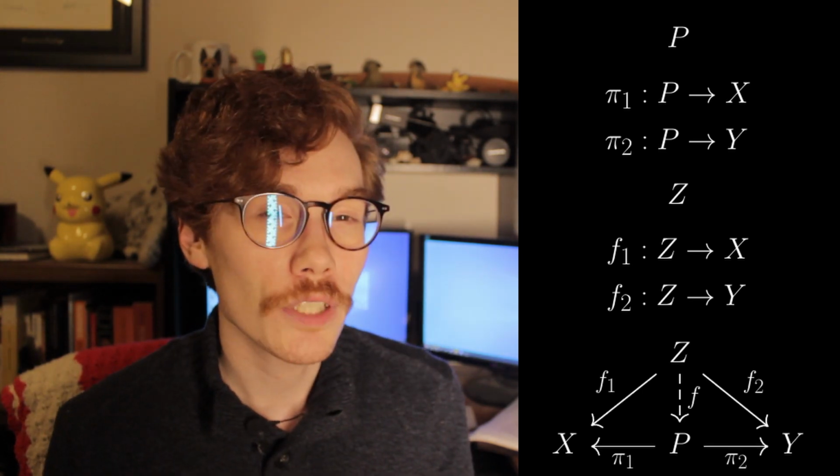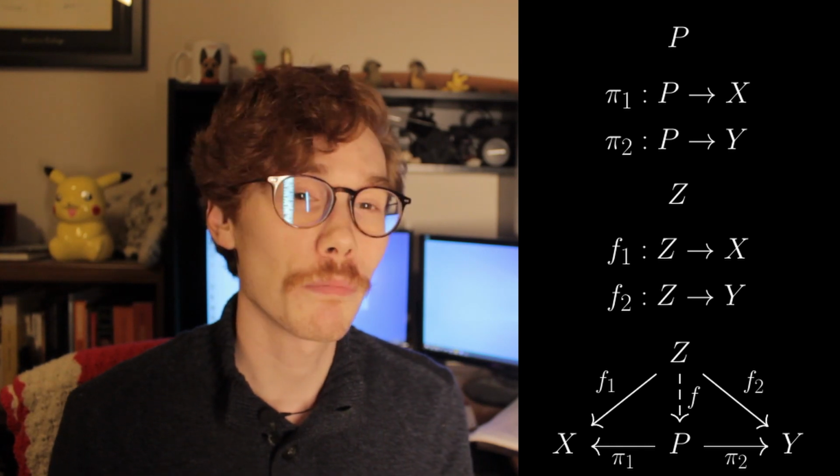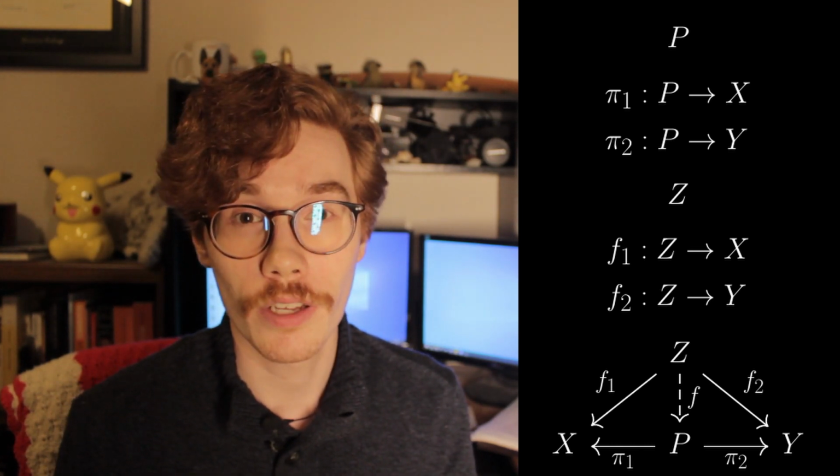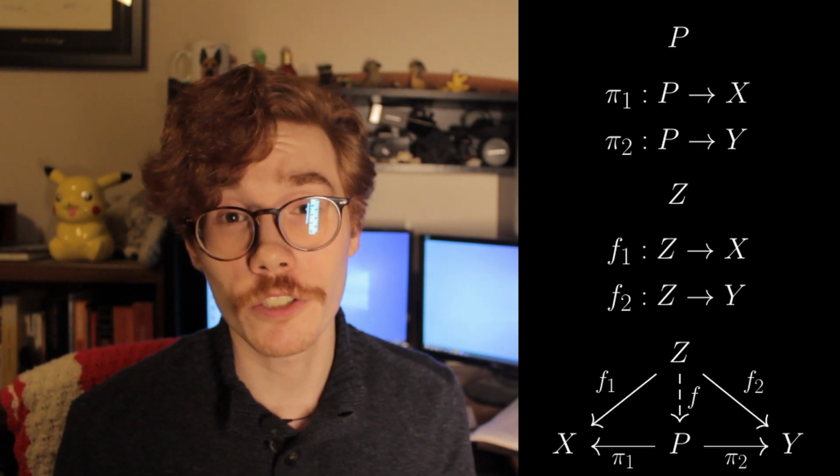To keep things simple, we'll just take the product of two things. The categorical product of two objects X and Y is a third object P with maps pi1 from P to X and pi2 from P to Y, such that if we have any object Z that has maps f1 from Z to X and f2 from Z to Y, then there's a unique map from Z to P that makes the following diagram commute. All it means for a diagram to commute is that if there's multiple ways to go from one point to another, then it doesn't matter how you compose the arrows, you'll get the same result.